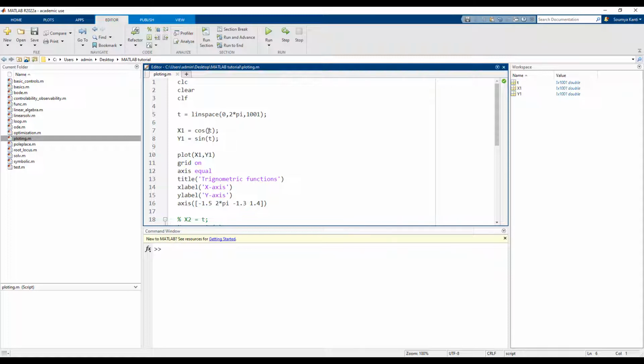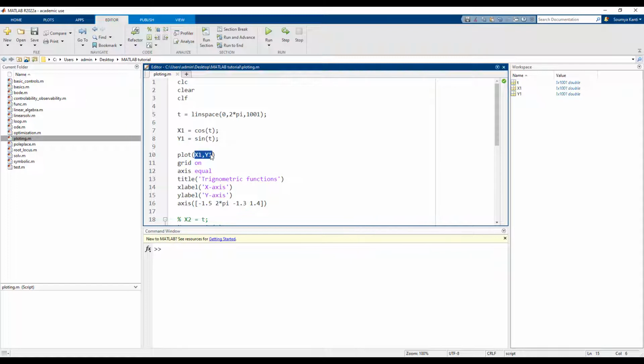What I am storing in x is cos of t, and what I am storing in y is sine of t. The argument of cos or sine or anything can be both scalars or vectors. If it is a scalar, the output is also a scalar, and if it is a vector, the output is also a vector. Now this is the function: plot x comma y. So this is x and this is y for the plot.